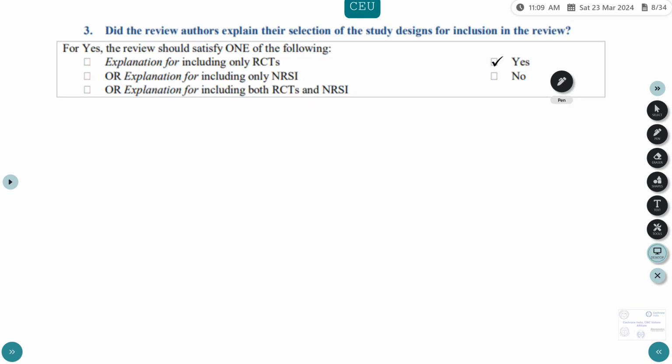Did the review authors explain the selection of the study designs for inclusion? Yes, they did. Ideally this is meant for RCTs and non-randomized intervention studies, but in our study also, they have explained clearly their inclusion criteria.